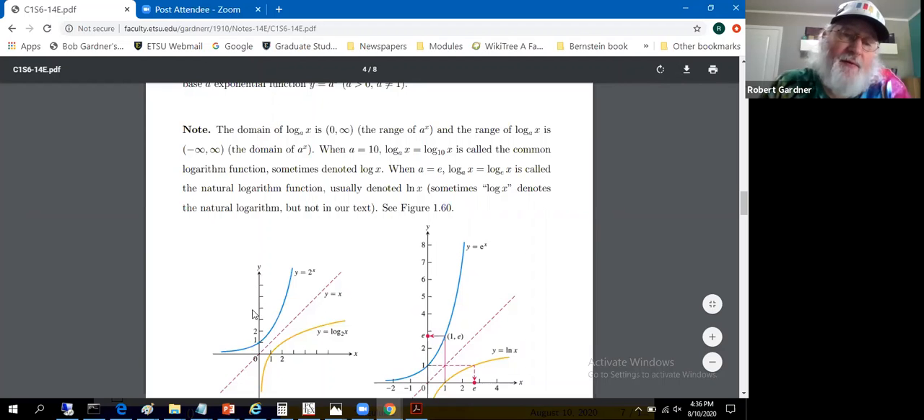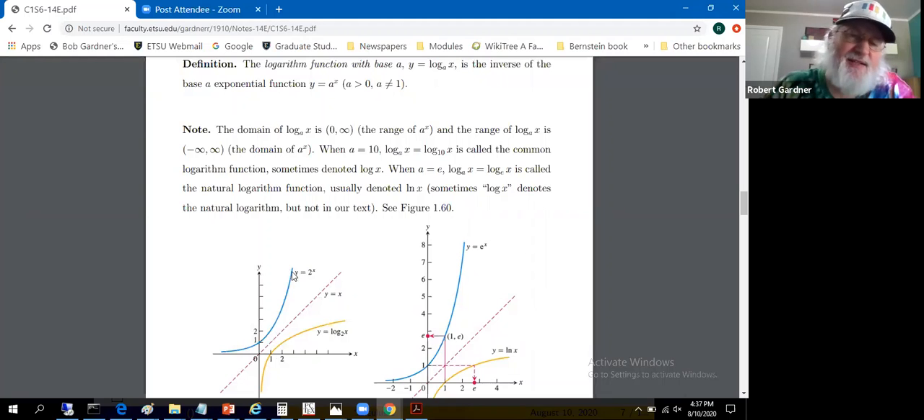They didn't graph it for very big y values because that would require us to go extremely far to the right to get those points. Just as the blue function grows extremely quickly, the yellow function grows agonizingly slowly. It's because of that mirror image relationship, in fact, about the line y equals x.